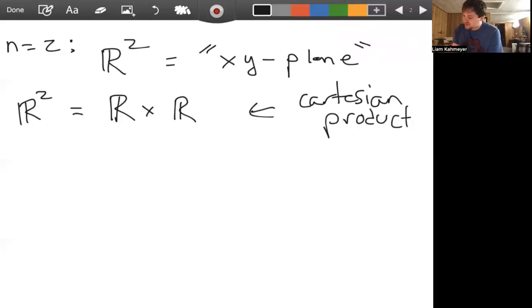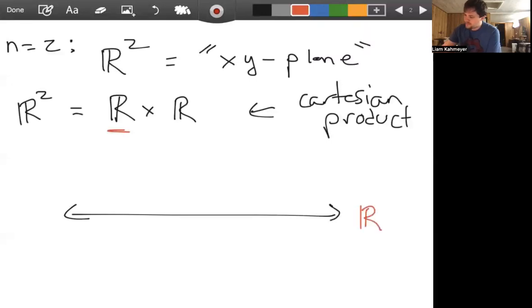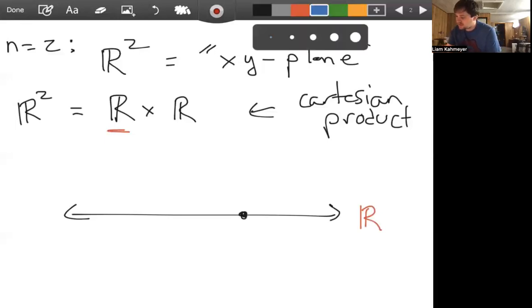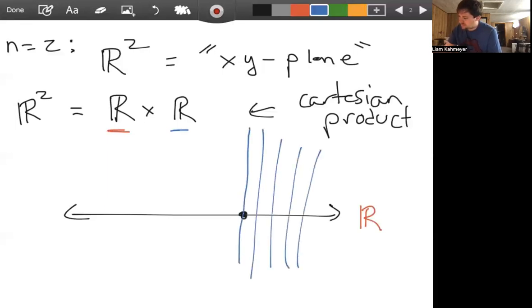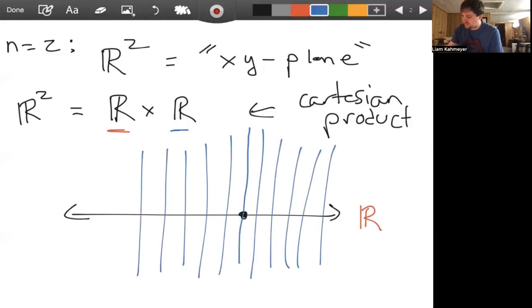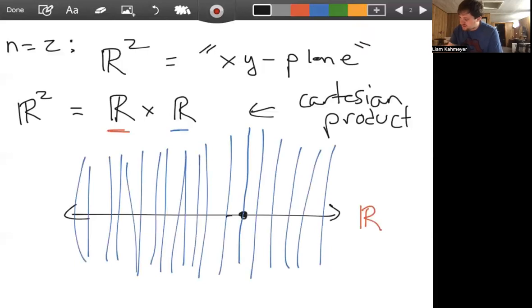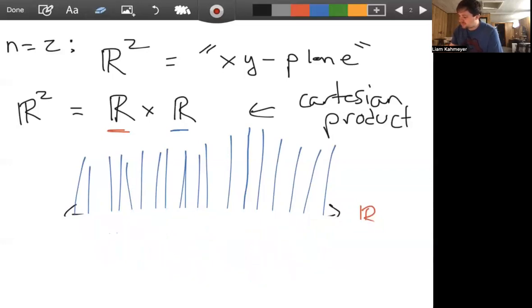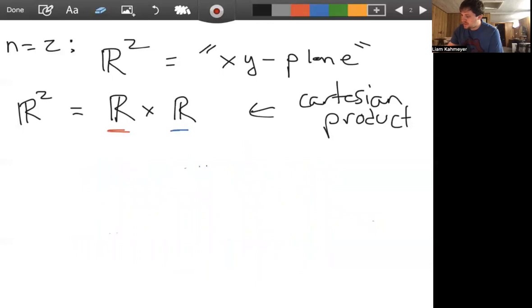Basically what it is, you take a copy of the first space, right? The first space here is R. And at every point in R, you have a copy of the other space, kind of perpendicular to it. So we have all these copies of the real numbers perpendicular to the first copy of the real numbers, and there's an infinite number of these because there's an infinite number of points on R. This whole space is the xy plane, though it's usually never drawn like that.